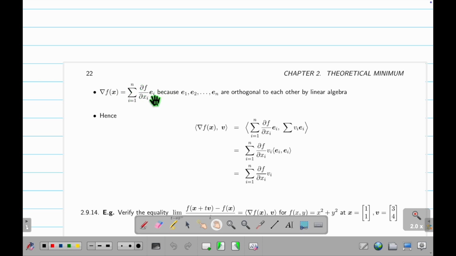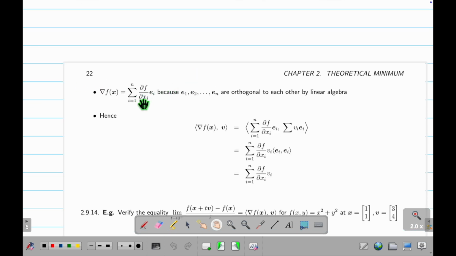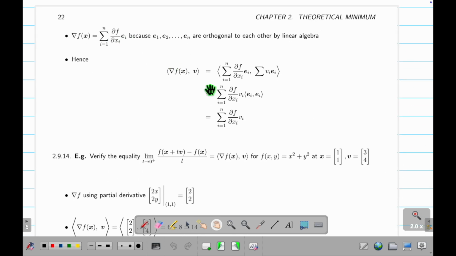Okay? Now I have this thing I just told you. Gradient is also a summation of these. So here's a funny thing. The gradient is also a linear combination of standard bases, right? So v is a combination of standard bases. The gradient is also a combination of standard bases. So what is this thing? This gradient part is this part. So I have this part, which is this part. Okay? This is what I just told you. Now what about this part? It's a standard basis linear combination. So I have this part.